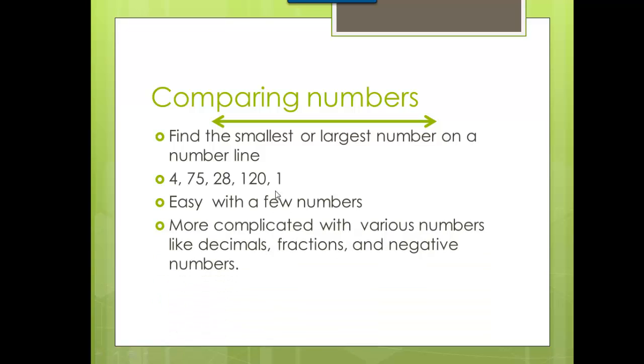But it becomes more complicated when we start using various numbers like decimals, fractions, and negative numbers all on the same line. It would be quite complicated if they asked us to mark the numbers 3/10, 3/4, 3, 76/100, 2/5, and 5. That would be a little harder to place from the smallest to the largest.